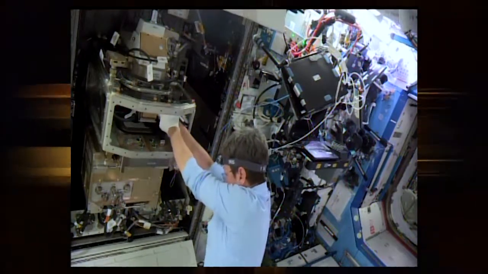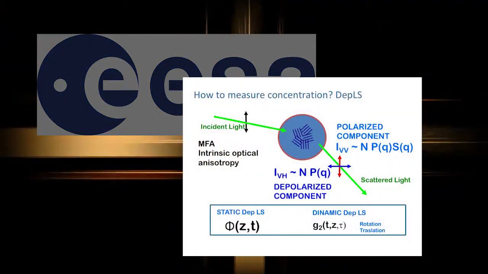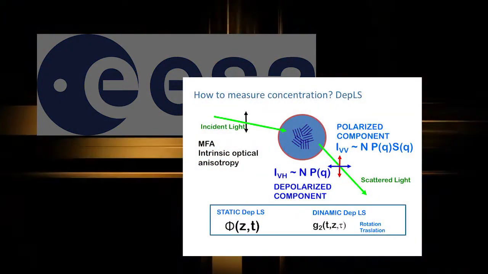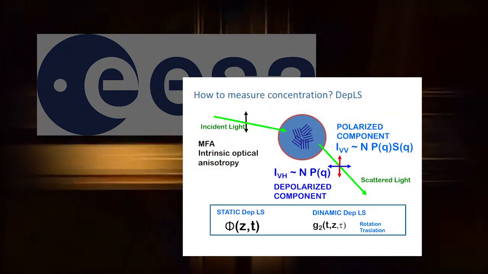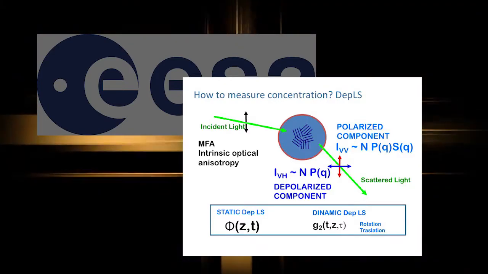I have a collaboration with the European Space Agency. In that case, I'm developing a light scattering setup. So essentially, the combination of a light scattering setup and the confocal microscope gives me everything that I need to try to understand the problem of gelation.